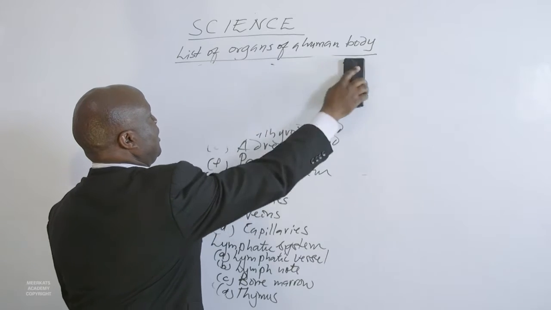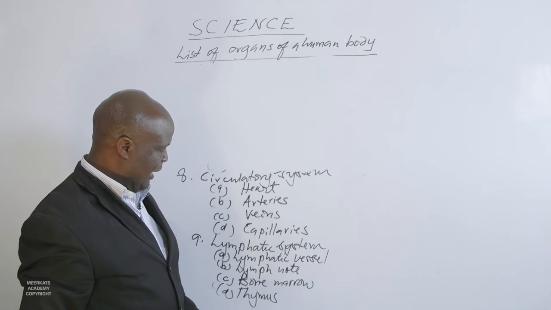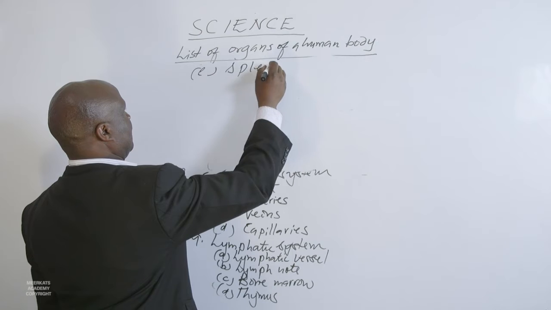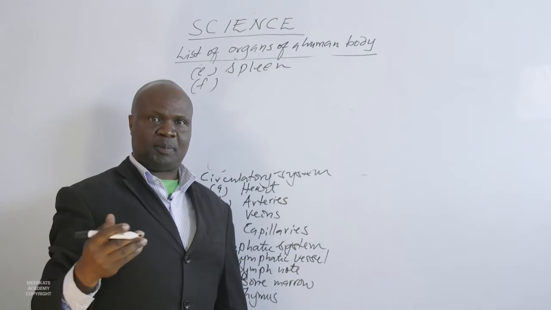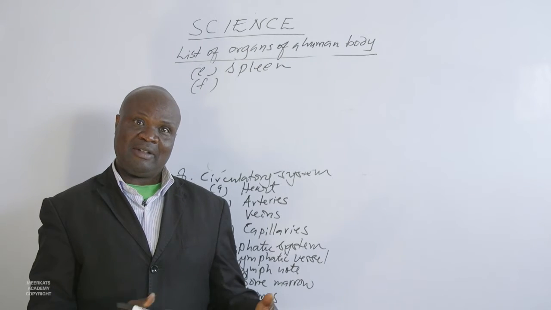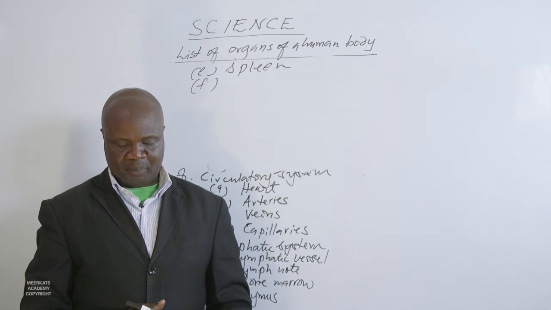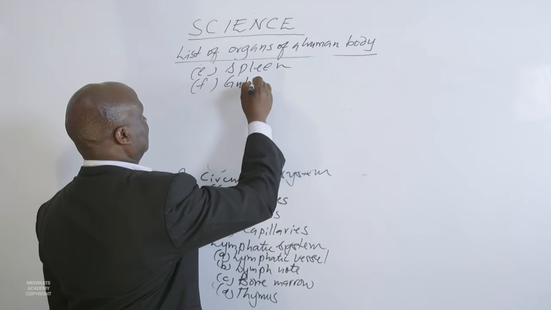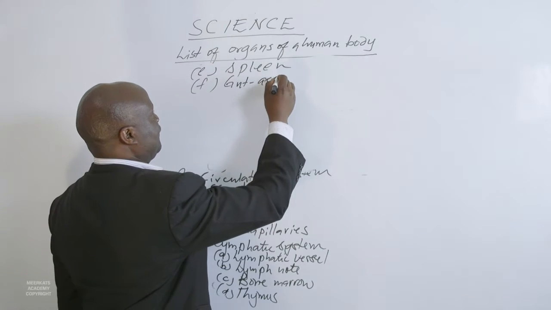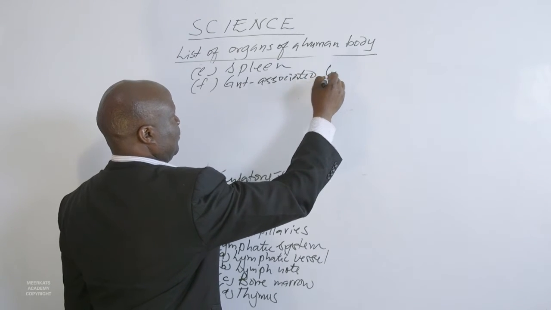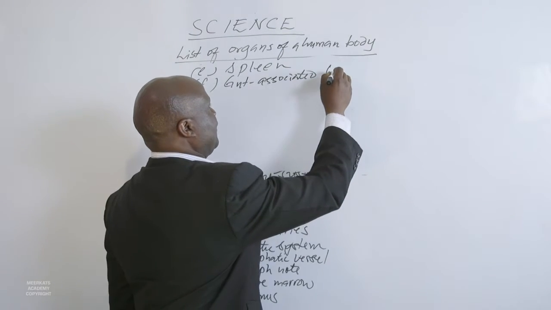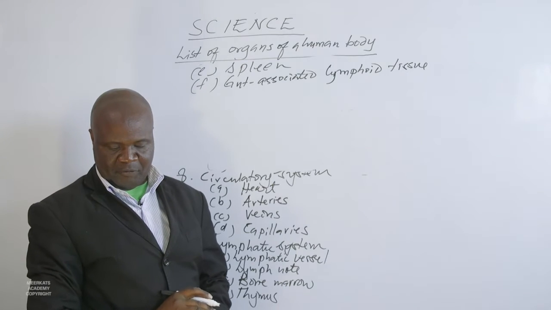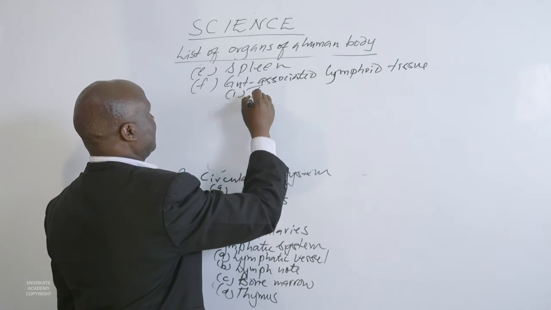We can also mention other organs in the lymphatic system. And from the thymus, we have E, the spleen. We shall see what the spleen does, the importance of the spleen as far as the lymphatic system is concerned. Then from the spleen, we have the gut-associated lymphoid tissue, and this is the tonsils.